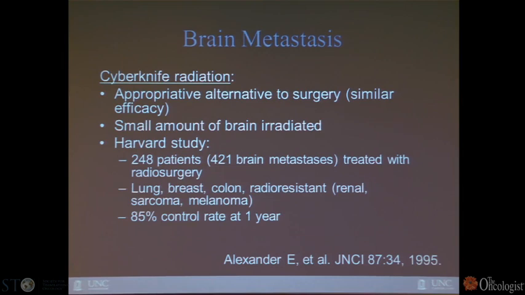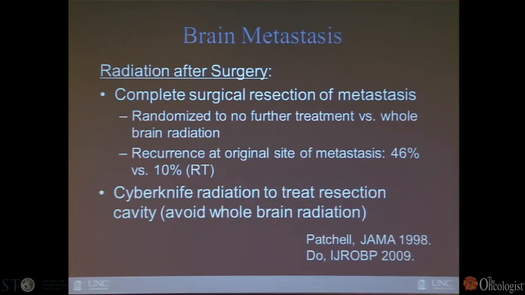Lastly, brain metastases. You'll again hear much more about this when Dr. Ewan speaks. It is an alternative to surgery in a few situations, but it can be quite effective in treating oligometastatic disease, again, because of treating a small volume of brain. There's one study from Boston on 248 patients with 421 brain metastases, radiosurgical treatments with 85% local control rate at 1 year. So at 1 year, one is producing pretty good results in terms of local control, and this can be symptomatically very important.